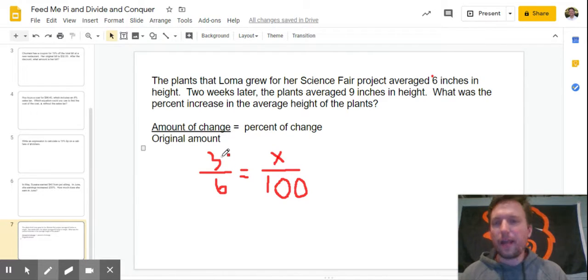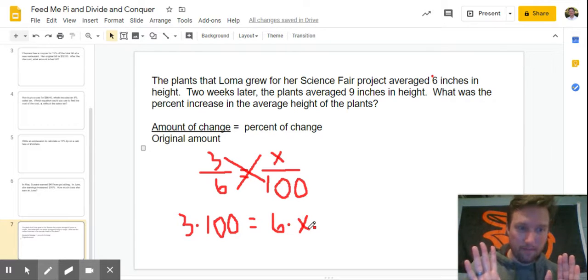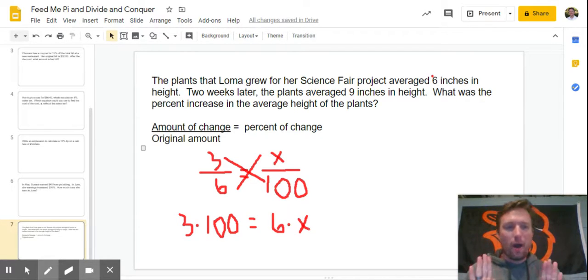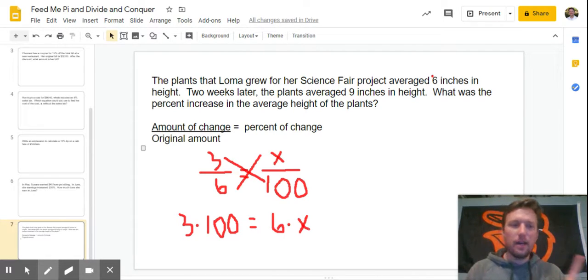Now, this really cool thing that you can do is cross these products. Okay? So if I multiply, I drew my line, 3 times 100, okay? And that's going to be equal to 6 times x. And you're like, whoa, Mr. Will, what just happened? Now, we are doing some algebra, but I know you can handle it. So you don't have to solve it this way. You can simplify it and look for what number would satisfy the proportion, or you can solve it this way.